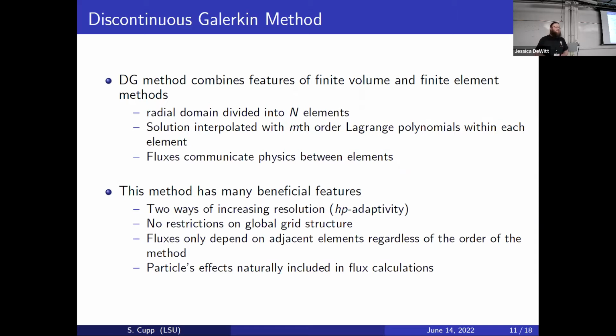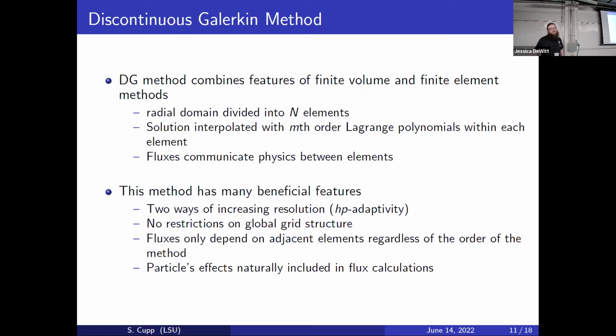This method has many beneficial features. There are 2 ways of increasing resolution. This is so-called hp adaptivity. There are no restrictions on the global grid structure. So one of the things about, say, finite difference is you have to have the same grid spacing everywhere, and then you can introduce new meshes if you want a finer one. But this doesn't require that. So you can have your grid be locally more refined without needing to do meshes or anything like that. That's Carpet's solution to this sort of problem, right?